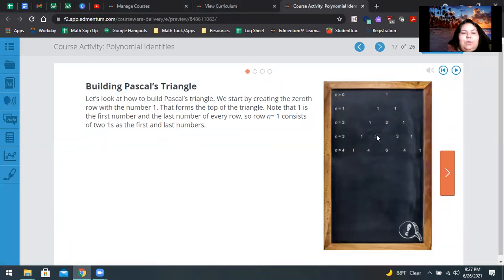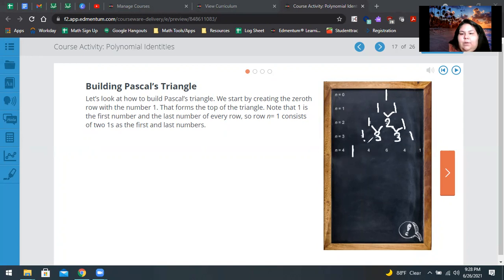They're going to go ahead and describe the build of it. Like I said, you start out with 1, then 1 and 1. Here it's 1, 1 plus 1, that is your 2, and 1. Then it's 1, 1 plus 2 is 3. 2 plus 1 is also 3, and then 1. 1, 1 plus 3 is 4. 3 plus 3 is 6. 3 plus 1 is 4, and then 1.